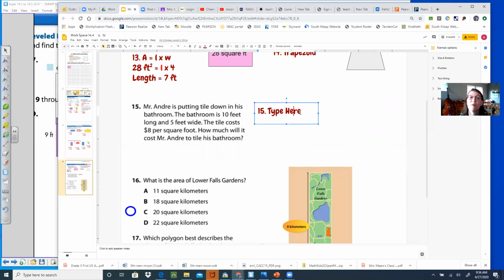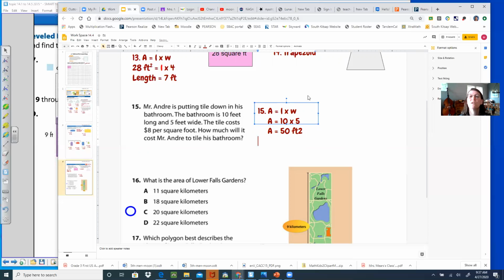So we're going to start first by finding the area of the bathroom. So area equals length times width. And now I need to plug in those numbers that they gave us for the problem. So area equals, so 10 feet long, 5 feet wide, that's a narrow bathroom. So my area equals 50 feet. And there's that little 2. I'll come back and make that small later.